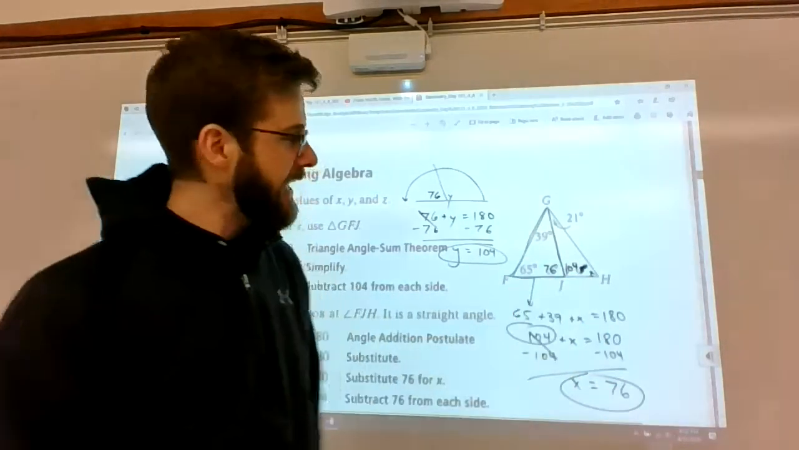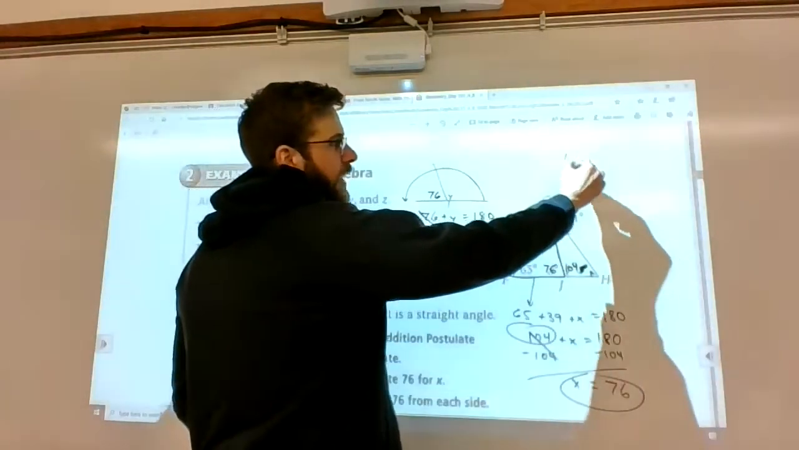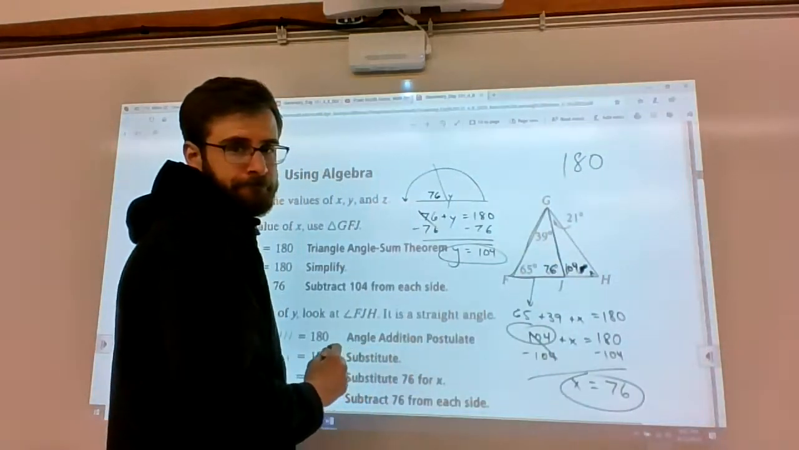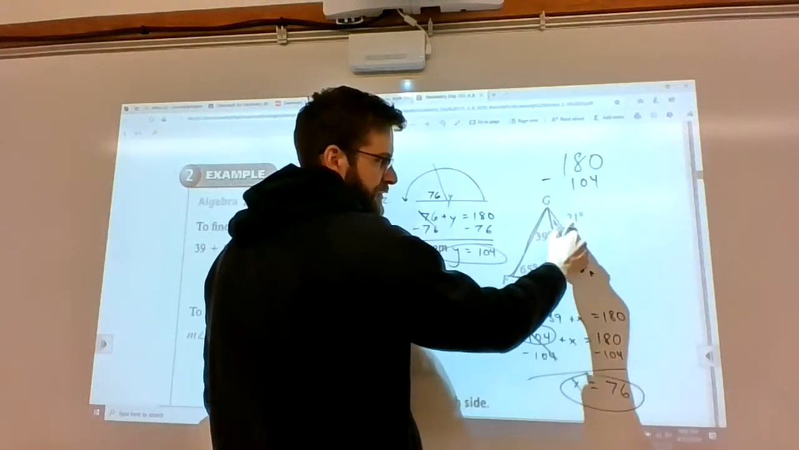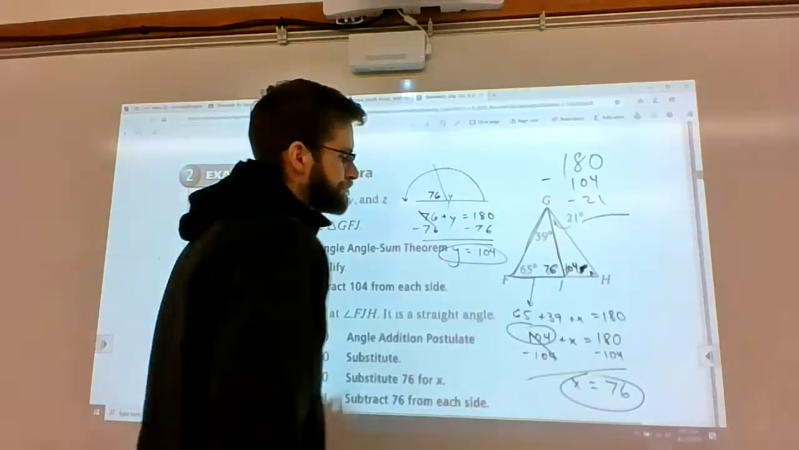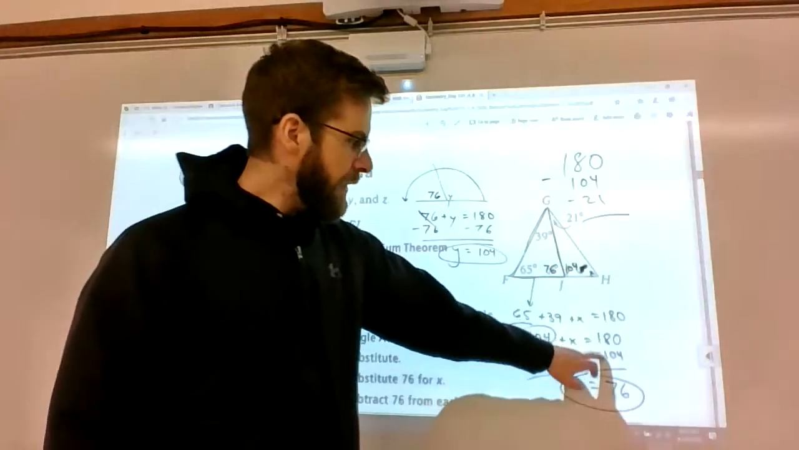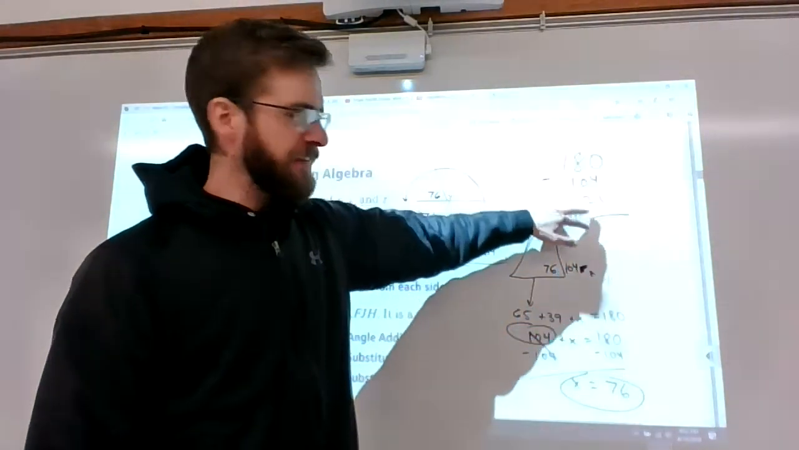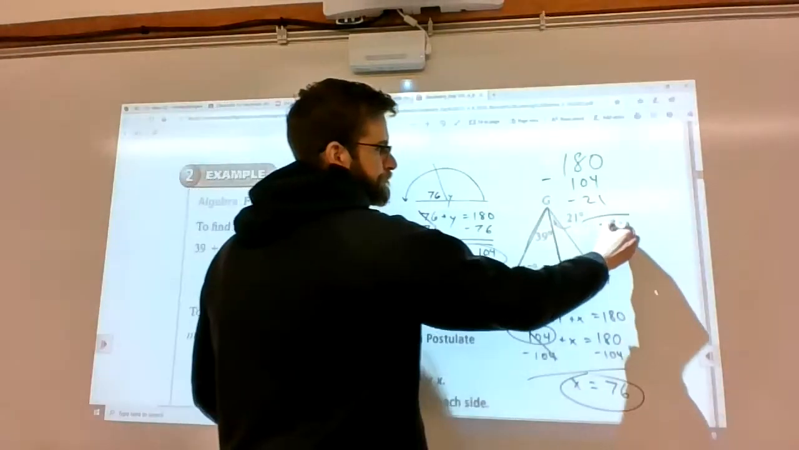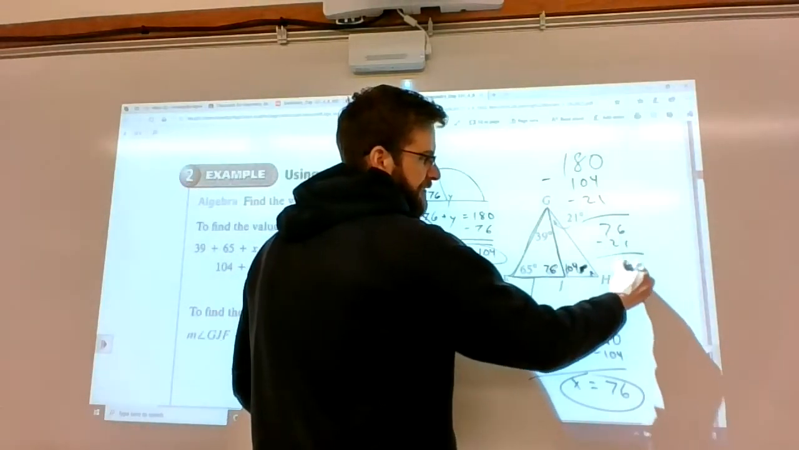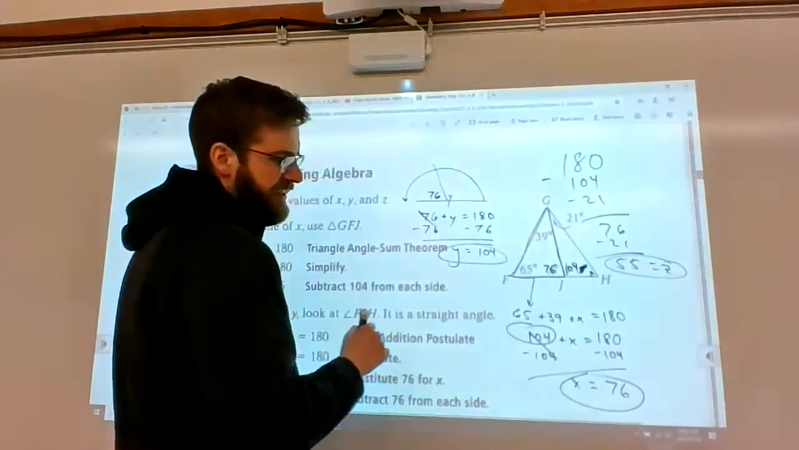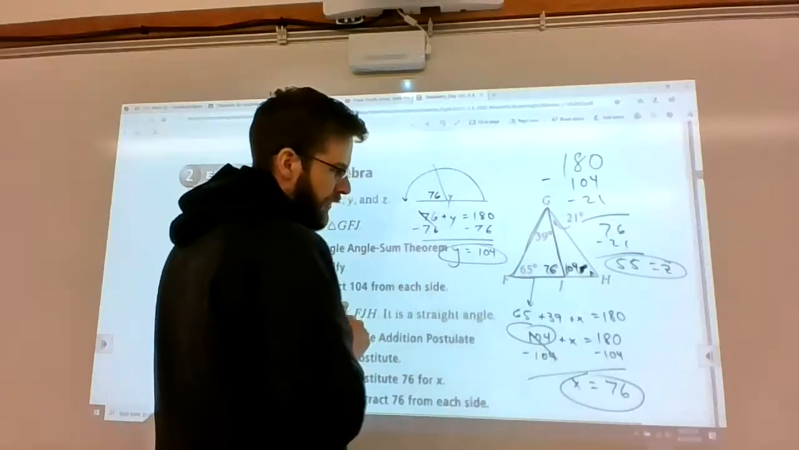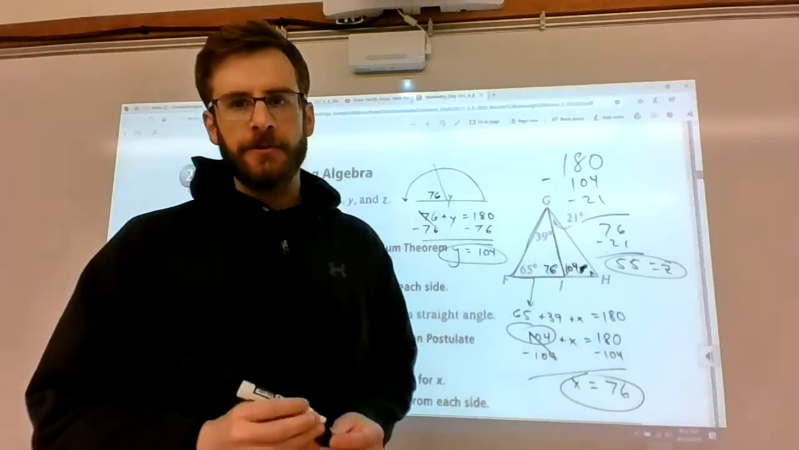So a shortcut for that is you can say, take 180, subtract the 104 here, and then subtract the 21. So 180 minus 104 is 76. 76 minus 21 ends up being 55 degrees. So, we got them. 55 is z, 104 is y, x equals 76.